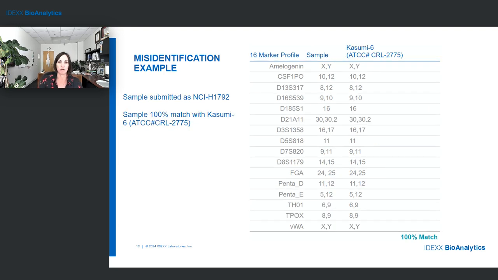But when we evaluated this profile, this actually was found to have a 100% match with the Kasumi-6 cell line. So this is a true example of misidentification, in fact.